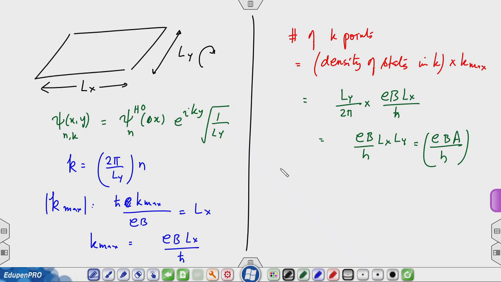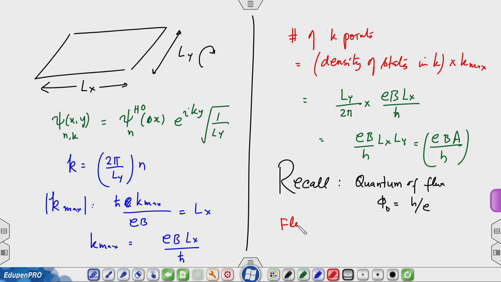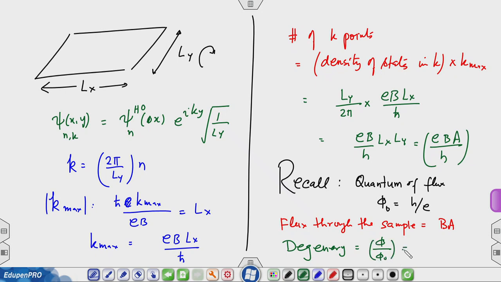Now, recall the quantum of flux phi naught is equal to h over e, and here the flux through the sample is B A. So, the degeneracy of each Landau level is phi over phi naught, or it is equal to B over phi naught per unit area. That is the degeneracy of Landau levels.